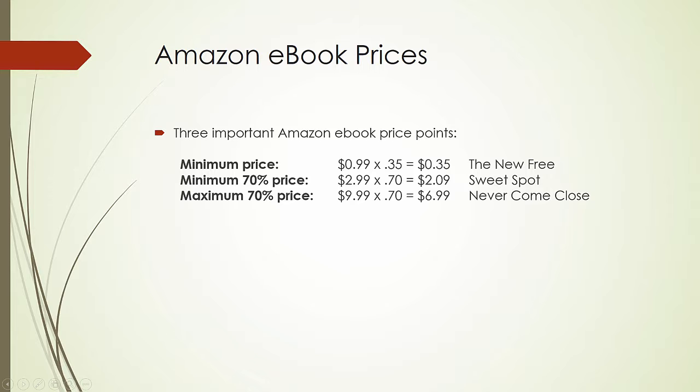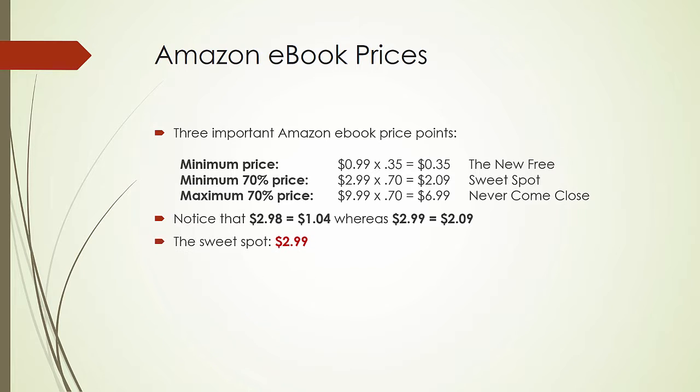$2.99 is the minimum price at which you can get 70%. It's the sweet spot. At $2.99, you make $2.09 per book. And then, of course, $19.99 is the highest you can set, and I've never even come close. I don't recommend you do. Notice that at $2.98, you make $1.04, whereas at $2.99, 1 cent higher, you make twice as much, or $2.09. That's the sweet spot, $2.09, where the revenue jumps.